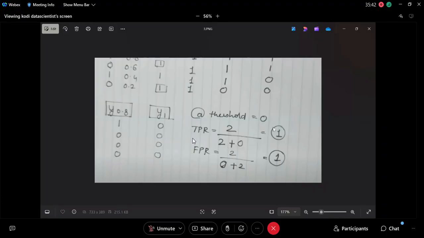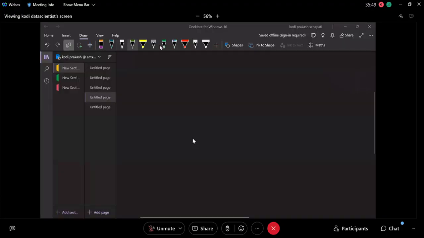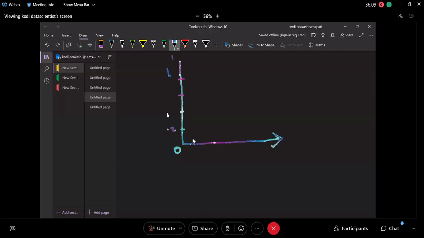For every percentile I will calculate TPR and FPR. What I'm trying to say, guys, is that if I plot the graph here, this would be my 0 and 100%. So let's mark 0.2, 0.4, 0.6 and 0.8. Okay, so this would be 1 and this would be 0.2, 0.4, 0.6, 0.8. Are you clear or not?